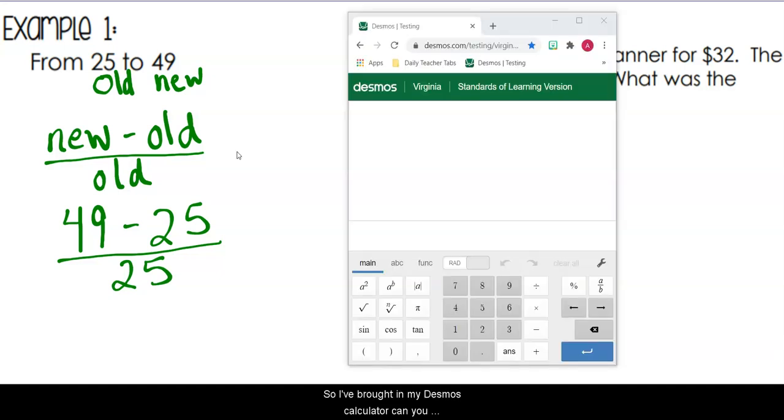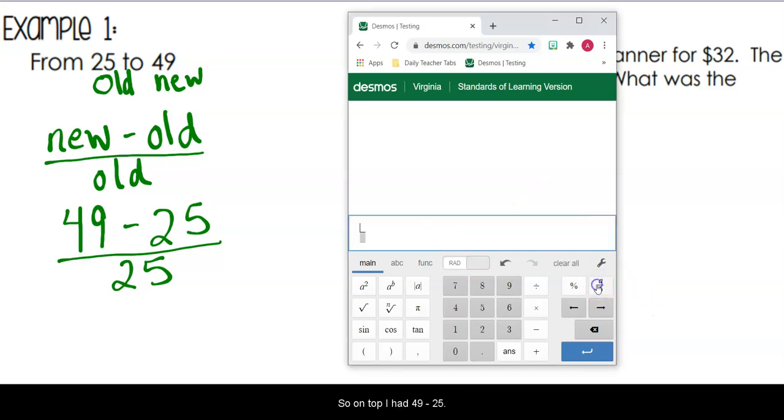So I've brought in my Desmos calculator, and you should do the same along with me. So I'm going to go ahead and just perform the operations that are in the formula. So I'm going to type in what I have into my Desmos calculator. So on top, I had 49 minus 25, my new amount minus my old amount. And then on the bottom, you had your original or your old amount, which was 25. And now you can see that you get a decimal on the right-hand side. So we don't want a decimal change, we want a percent change.